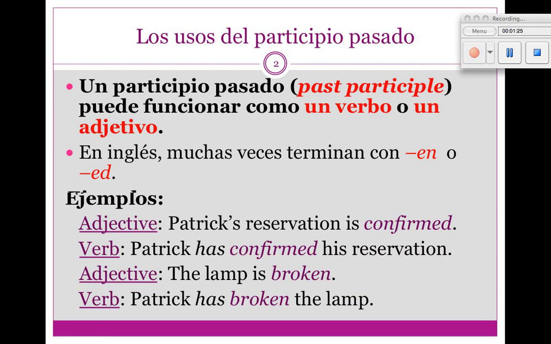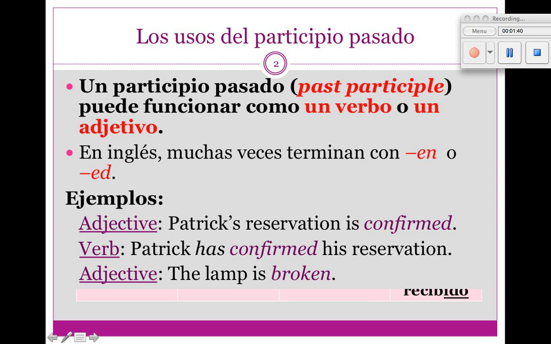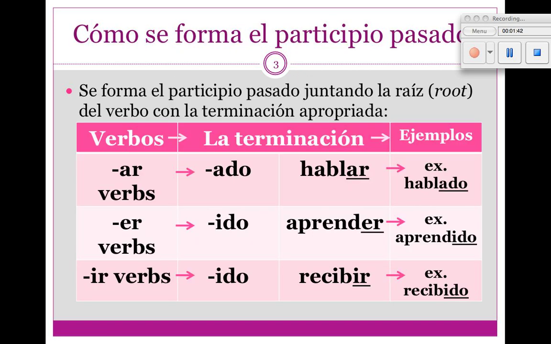Aquí están algunos ejemplos en inglés. En inglés terminan con N o ed. Por ejemplo, Patrick's reservation is confirmed. There's its use as an adjective. He has confirmed, used as a verb. Is broken, adjective, has broken the lamp. Verb.